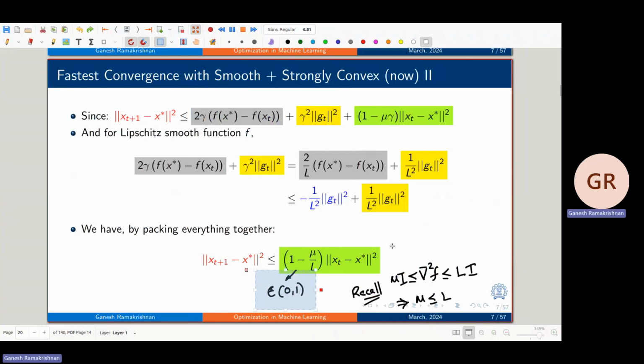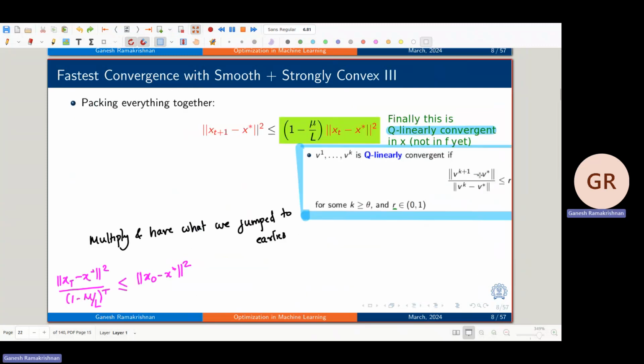This is an epsilon between 0 and 1, right? And all this comes because the Hessian minus, or rather, LI minus Hessian is positive semi-definite, and Hessian minus mu I is also positive semi-definite. Hessian minus mu I is positive semi-definite because of strong convexity. LI minus Hessian is positive semi-definite because of Lipschitz smoothness. Okay, so we have packed everything.